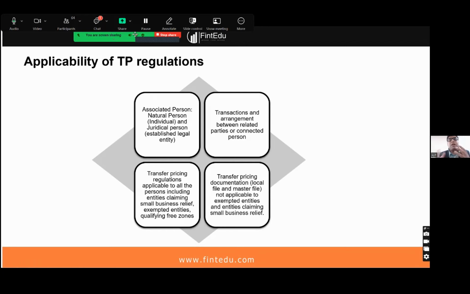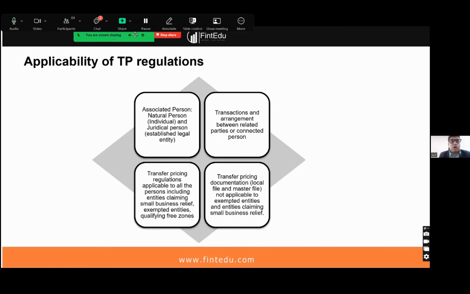Now it is part of the regulation. So we'll talk more about what could be the arrangement. Transaction and arrangement between related parties need to be part of the transfer pricing documentation and the disclosure form. Transfer pricing regulation is applicable to all the entities, including the exempted entities claiming small business relief.